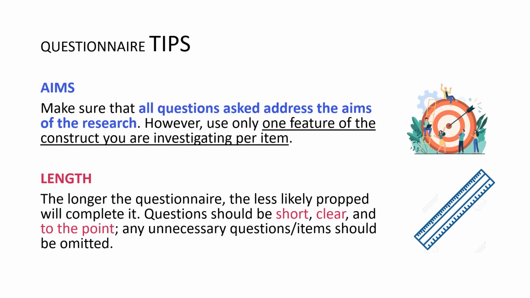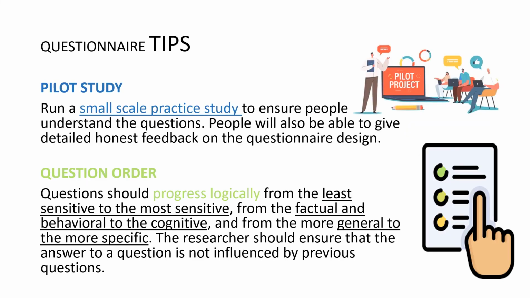Let us now discuss some tips for creating quality questionnaires. Firstly, all questions asked must address the aims and objectives of the research. Typically, each question should concentrate on one of the features of the construct being studied. The length of the questionnaire is important. It needs to be moderate, not too high, as that will decrease the chance of the questionnaire being completed in its entirety. Questions should be short, clear, and to the point, and any unnecessary questions or items should be removed.